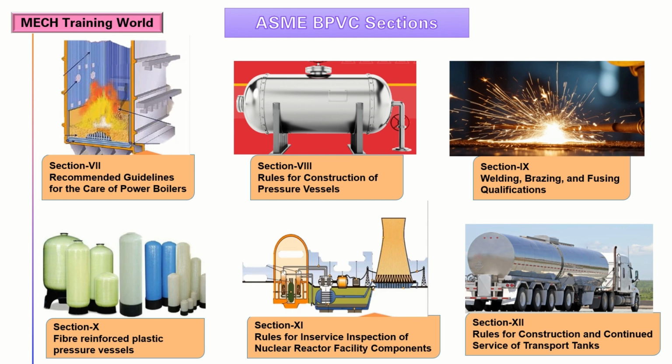And next one is Section 12, that is rules for construction and service of transportation tanks. Like Section 1 for power boilers and Section 8 for pressure vessels, Section 12 is for transportation tanks, which covers design rules. And finally there is one more section, Section 13, that covers overpressure protection. If we want to safely run our pressure vessel, the overpressure protection guidelines we need to follow are covered in Section 13.